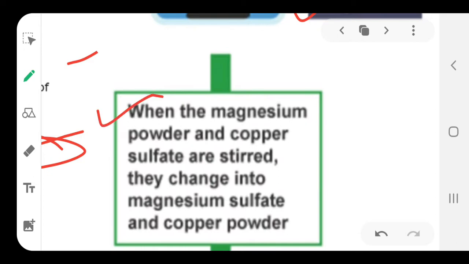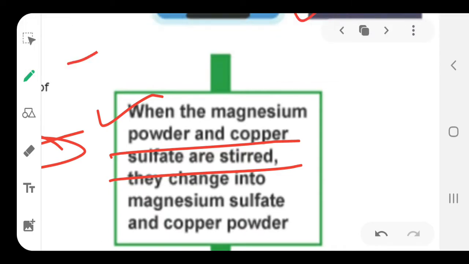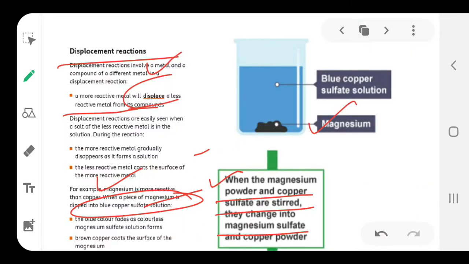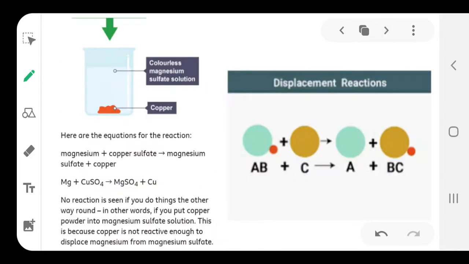So write down this data. So when the magnesium powder and copper sulfate are stirred or mixed, they change into the respective compounds called magnesium sulfate and copper. So we'll see that statement again. So in this reaction, what we have done, we have taken copper sulfate in a beaker which is blue in color and placed the magnesium powder into it and given it a stirring. So what happened after it?